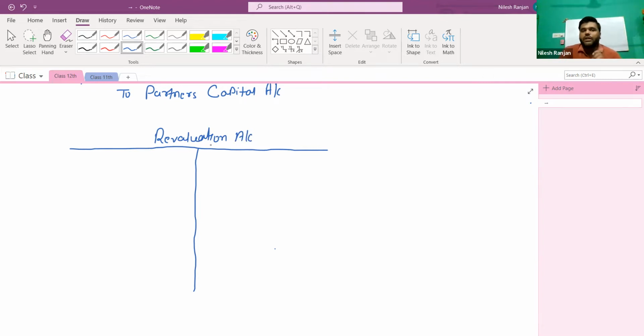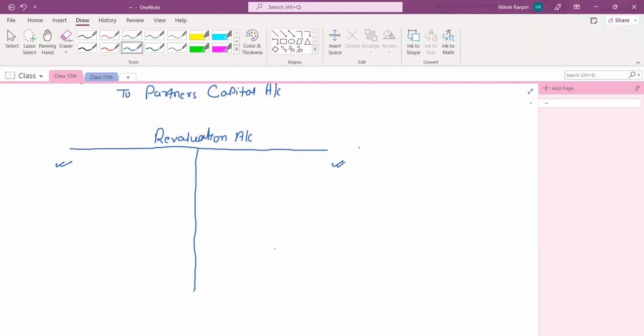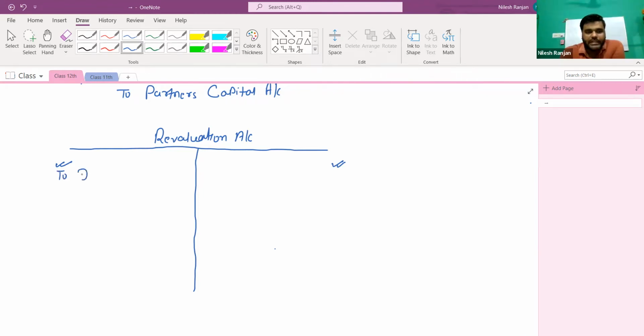The revaluation account is a nominal account. So if there is any loss, that loss will be debited, and if there is any profit, it will be credited. Yes. Sir, credit all incomes and profits and debit all losses and expenses. Yes, very good. So on the debit side, it will be decrease in assets. But you don't have to write decrease in assets.